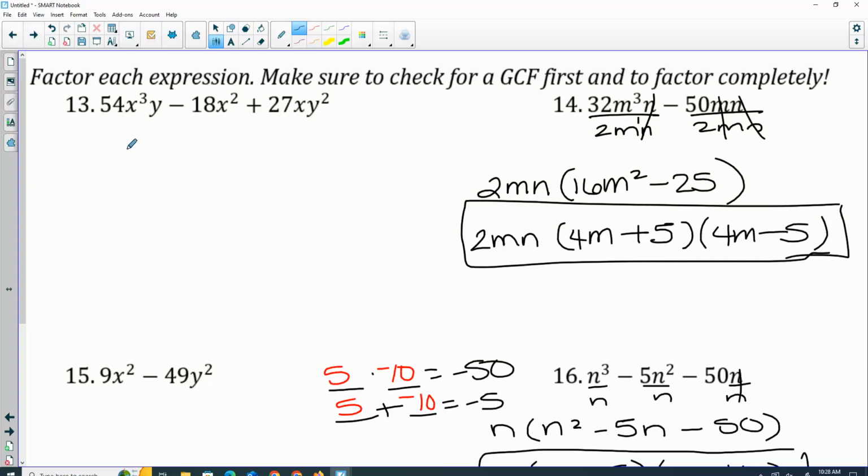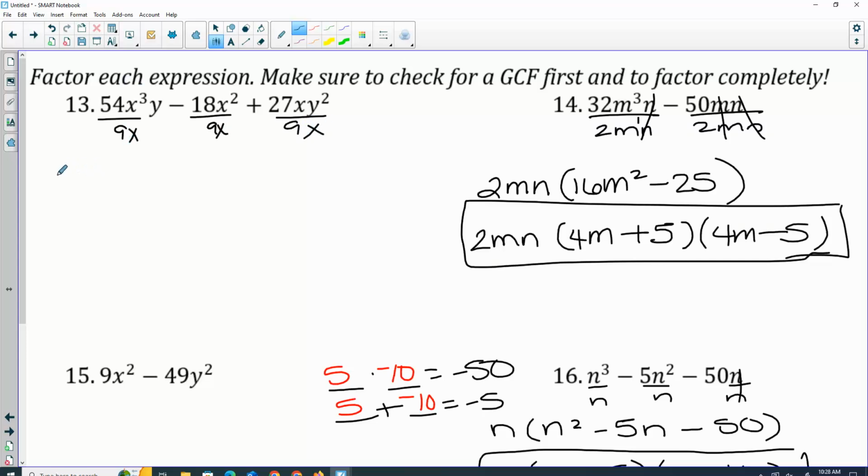Factoring. First thing we look for on factoring is what? Greatest common factor. Make sure you get the greatest one. So these are all divisible by 3, but you can go bigger. They're all divisible by 9. Variable-wise, the things they all have is an x.